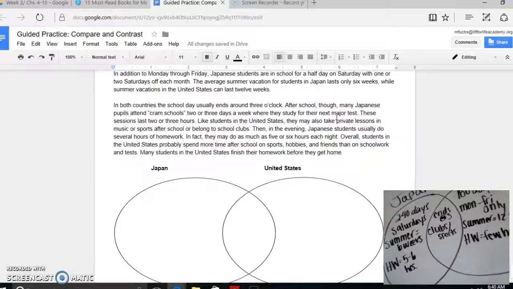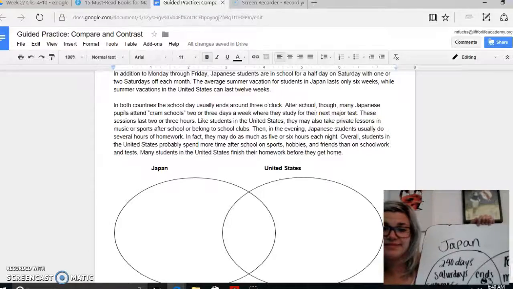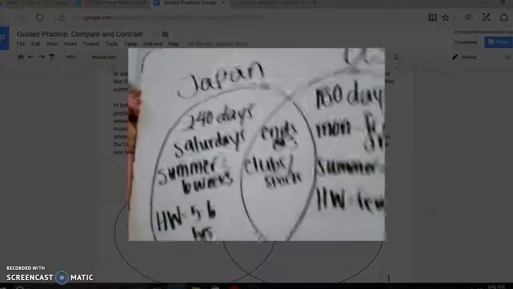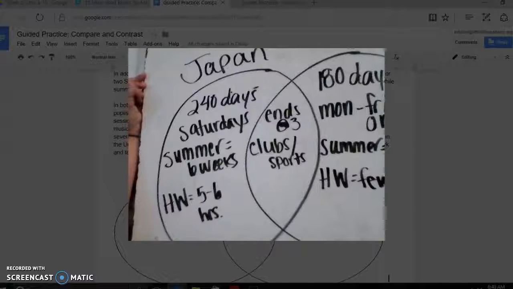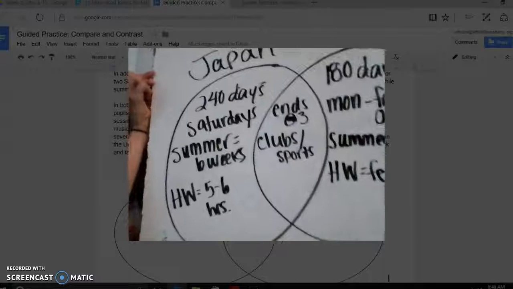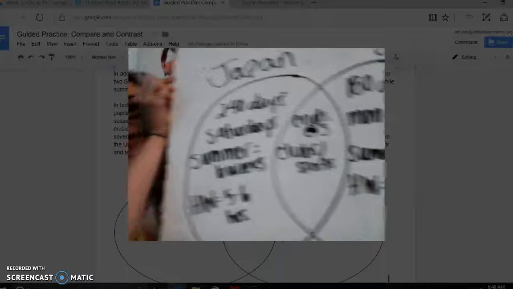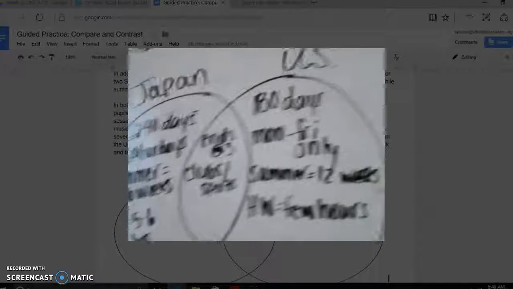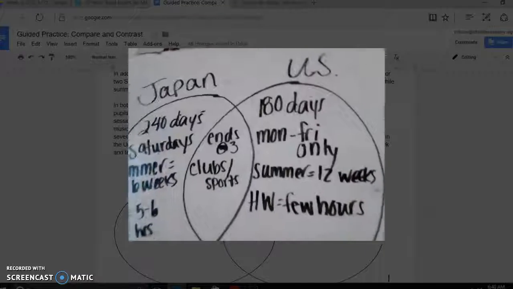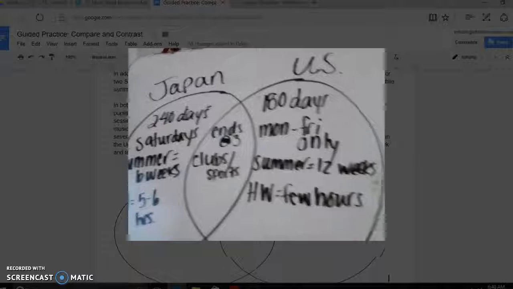So, in Japan, I guess I'll pull it up big so you can see. Okay. In Japan, they go to school 240 days. They go on Saturdays. Their summer equals 6 weeks. And their homework equals 5 to 6 hours. Ooh, wrong way. In the United States, they go to school 180 days, Monday through Friday only. Summer equals 12 weeks, and their homework equals few hours.